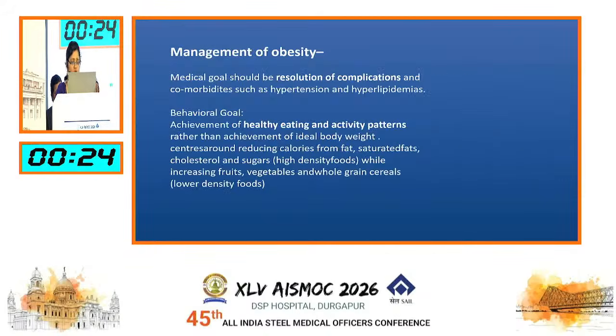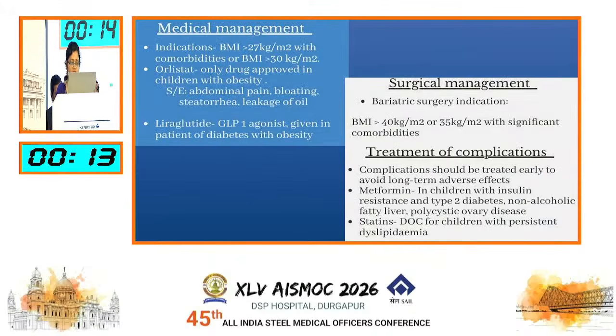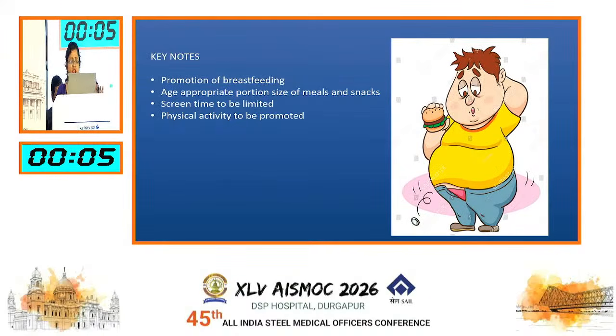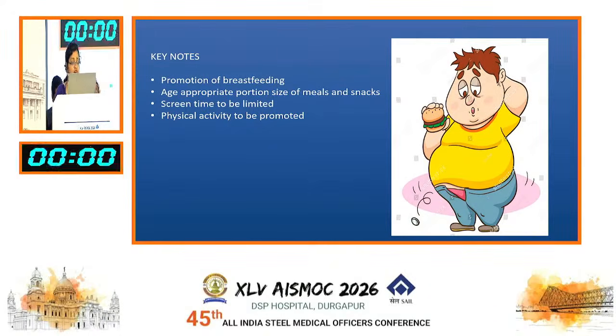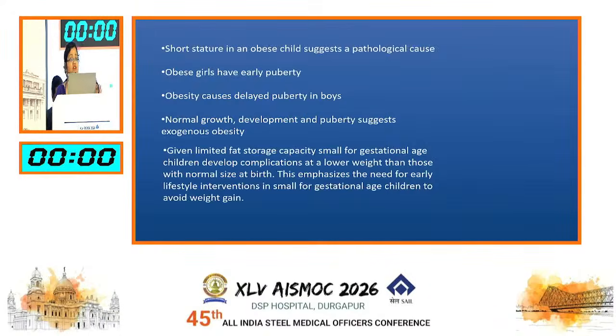Medical goals: all the comorbidities need to be ruled out. Eating healthy is a very important factor, without dieting, because that will compromise nutrition and vitamins. Medical management is needed if the BMI is crossing 27 with comorbidities, or crossing 30. The key points from the first day are promotion of breastfeeding, age-appropriate portion size of meals and snacks, screen time to be limited, and physical activity to be promoted.